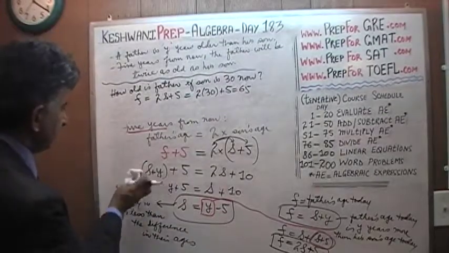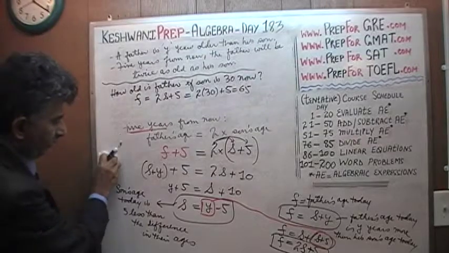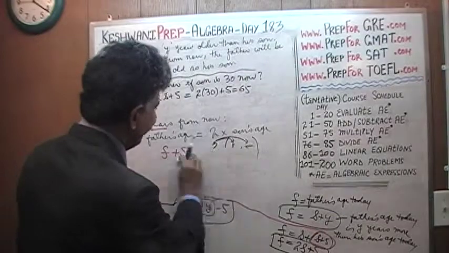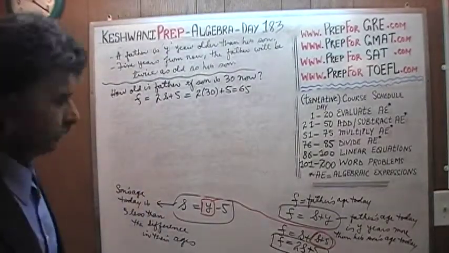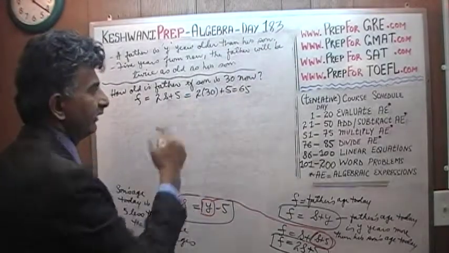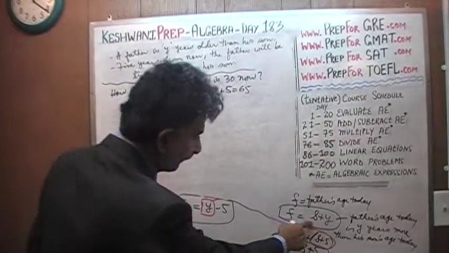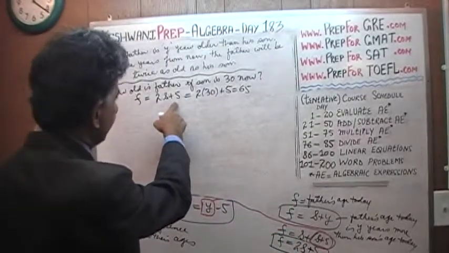I'm going to erase all of this because it's getting too crowded. You already have it. Only thing I'm going to leave behind are the equations. Now watch what happens. So that's what our equation tells us, that father must be 65 if son is 30 today. From this equation right here: father equals 2 times s plus 5.